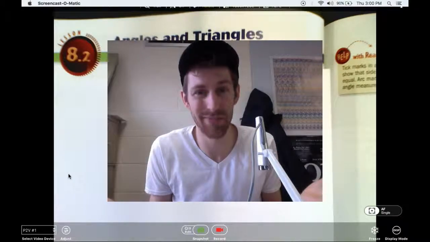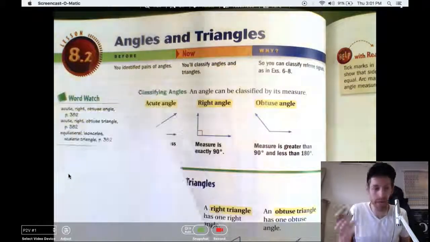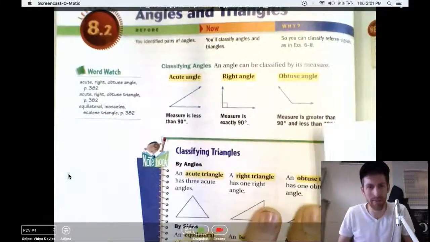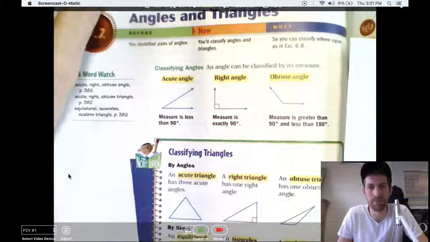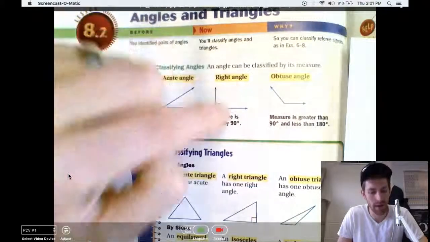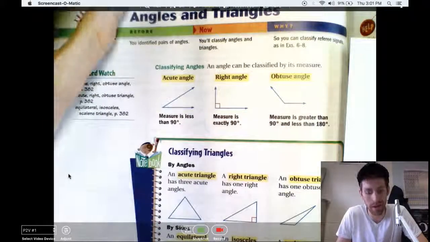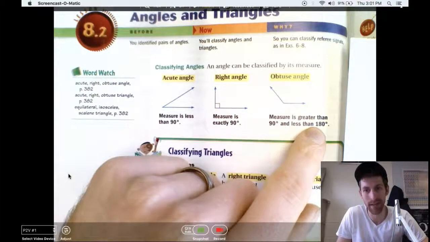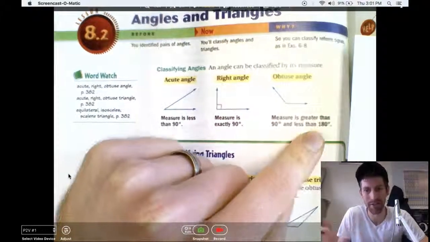8.2 is actually kind of a cinch compared to that. So check this out. Angles and triangles. We already talked about this. An acute angle is less than 90 degrees. Fair and simple. Right angle is 90 degrees. An obtuse angle is more than 90 degrees, but it's less than 180. Because if it's 180, we call it a straight angle.